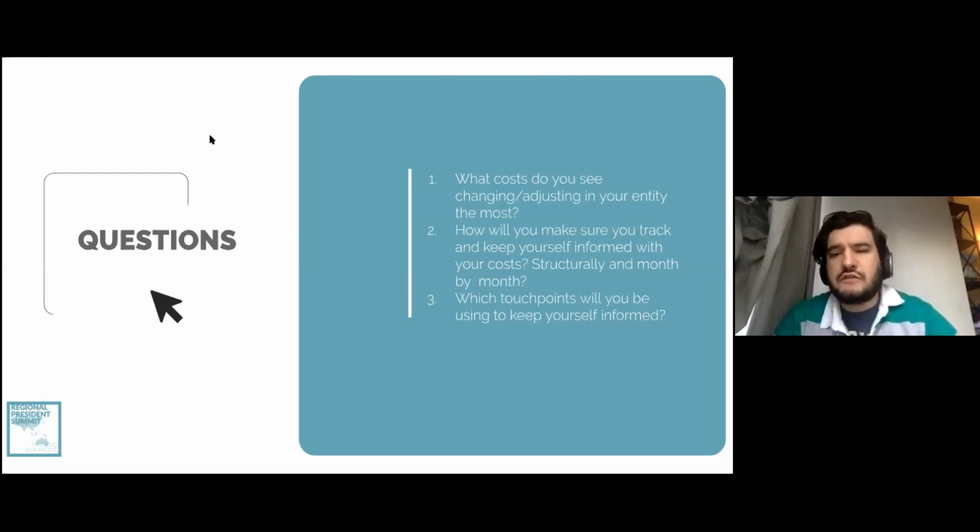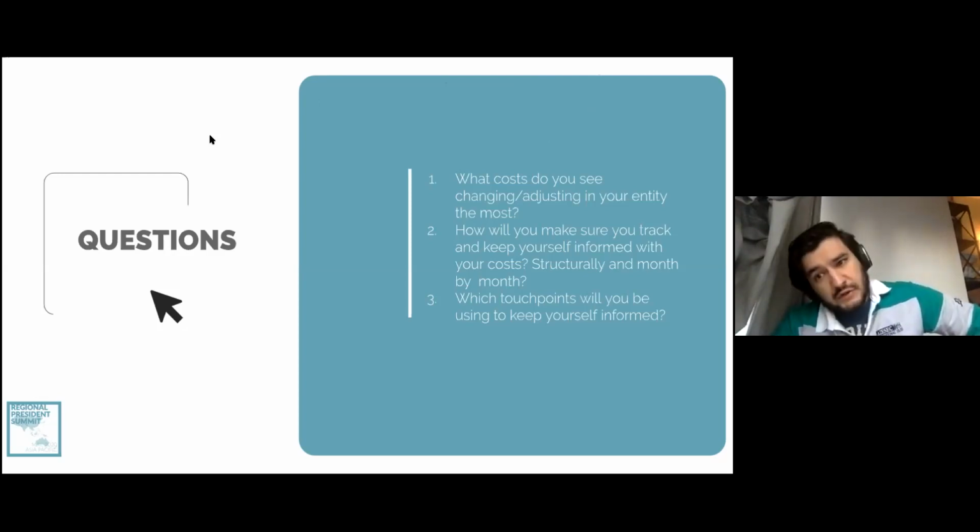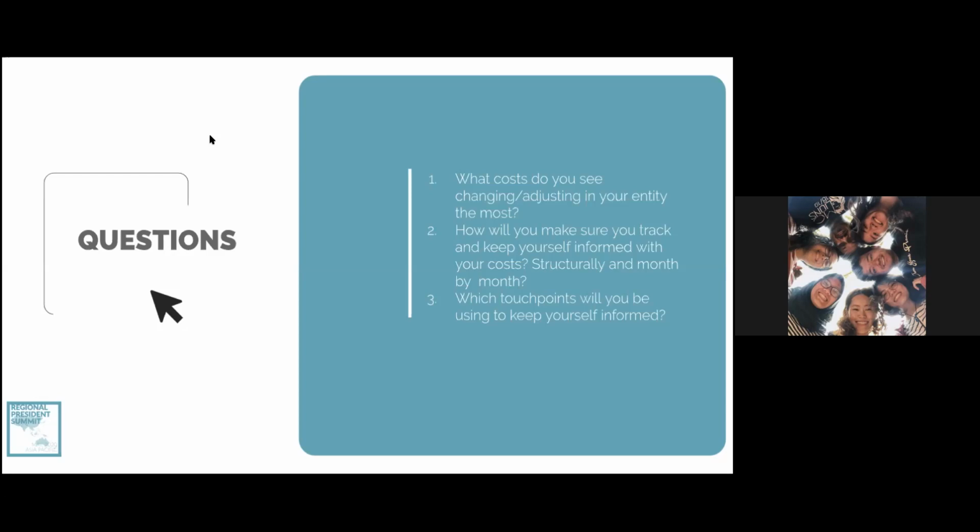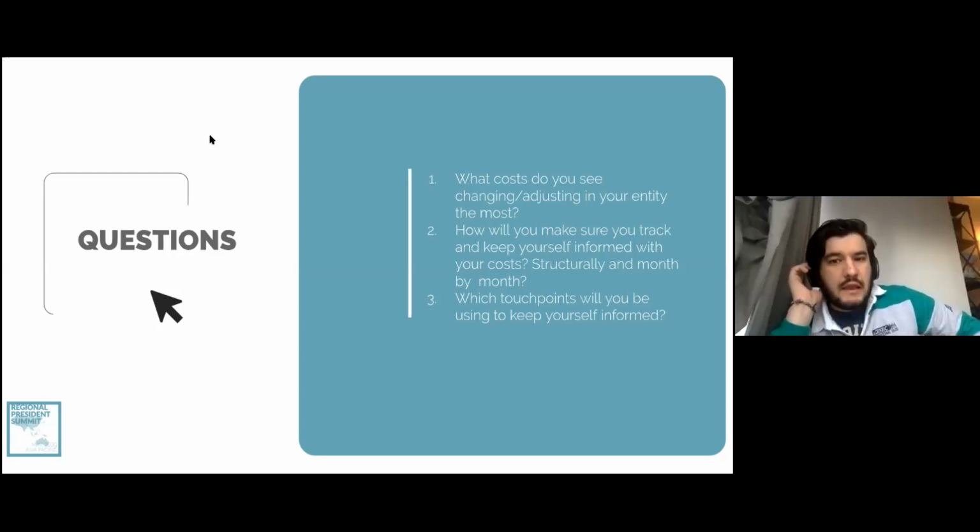And it's essentially: what costs do you see changing or adjusting in your entity the most? If you already discussed that question before in the previous group, it's fine, you can skip it. The second one is, how will you make sure to track and keep yourself informed about your cost structurally and month by month? Structurally is meant in terms of the decisions that you make now before your term starts, like the team structures that you're going to have. And lastly, which touch points will you be using to keep yourself informed? You can simply discuss these questions.